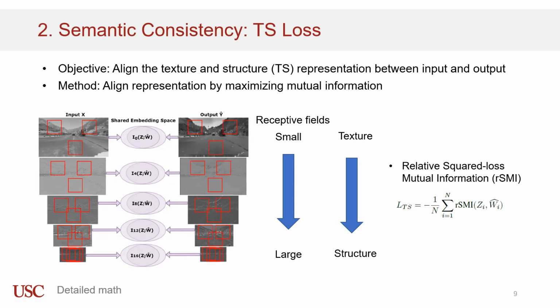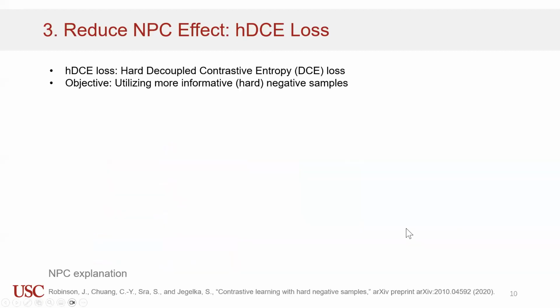And we use the relative squared loss neutral information. So this is our loss function, TS loss. The third novelty is that we reduce the NPC effect. As we said, the NPC effect is caused by the negative and positive coupling effect. For example, if the negative samples are too easy, then they are less informative and will cause the gradient vanishing in training. So we propose our HDCE loss to solve that problem.